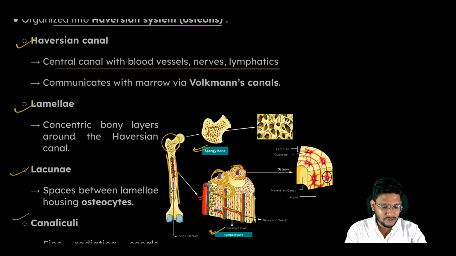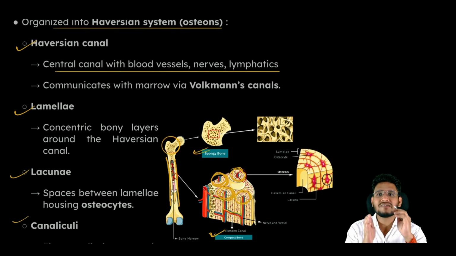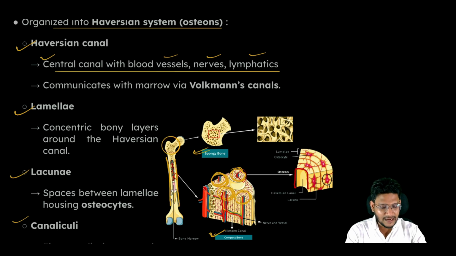These osteons, the Haversian system, consist of Haversian canal, lamellae, lacunae, and canaliculi. So what is the Haversian canal? It is actually the central canal with blood vessels, nerves, and lymphatics. This central canal is called the Haversian canal. Here you can also see this is the Haversian canal.